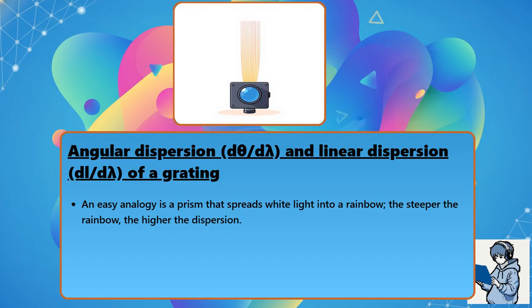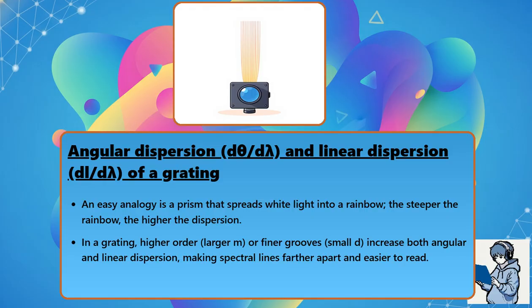An easy analogy is a prism that spreads white light into a rainbow. The steeper the rainbow, the higher the dispersion. In a grating, higher order (larger m) or finer grooves (small d) increase both angular and linear dispersion, making spectral lines farther apart and easier to read.